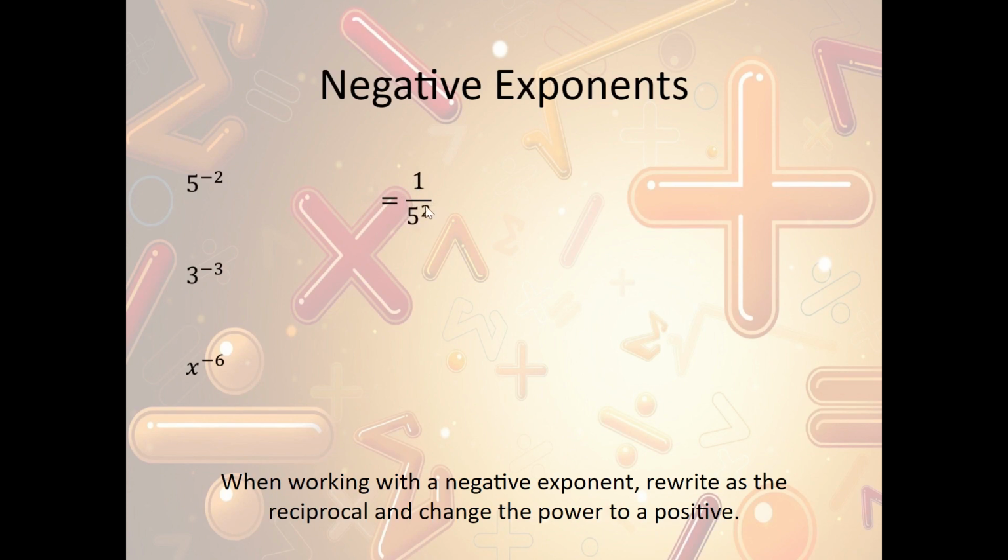Now I just do it like normal. So 5 squared is 25, so this is 1 over 25. Now 3 to the negative 3rd power. So again, that becomes 1 over 3 to the positive 3rd power. 3 to the positive 3rd power is 27, so it's 1 over 27. Now we have x to the negative 6th power. So we're going to flip that and it becomes 1 over x to the positive sixth power.